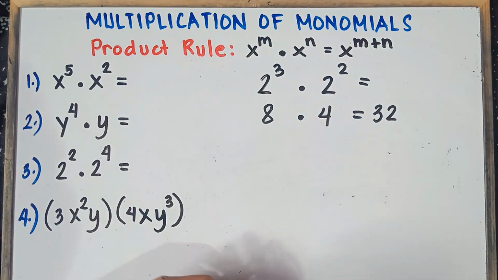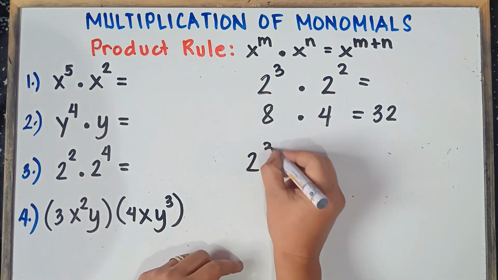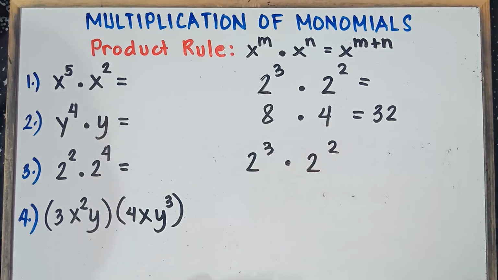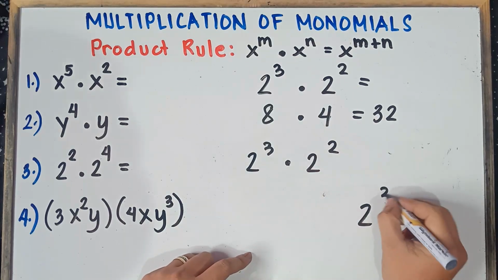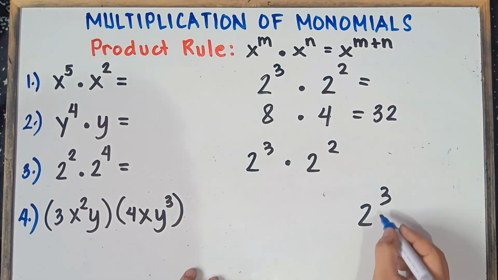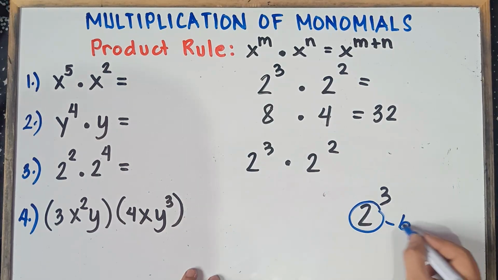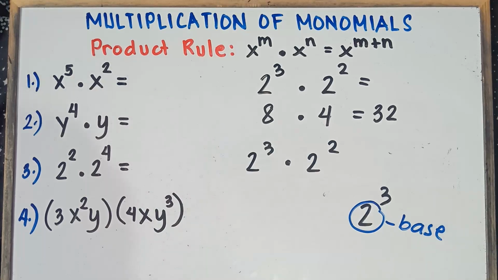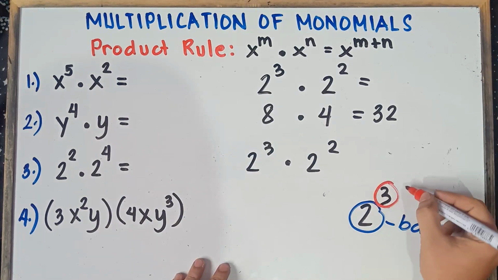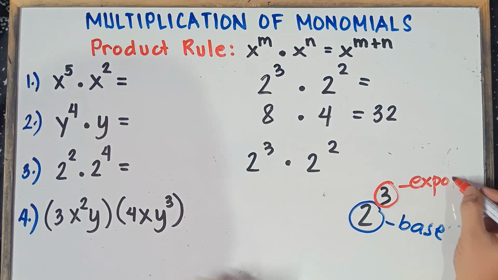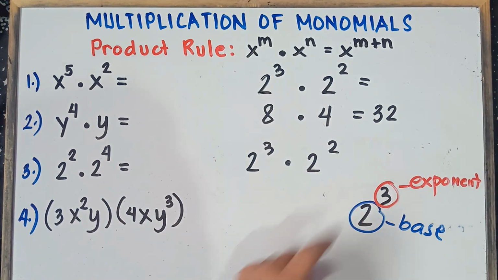So therefore, 2 raised to the power of 3 times 2 raised to the power of 2. Now this 2 raised to the power of 3, this 2 right here, class, is what we call the base. And then this 3 is what we call the exponent. So once again, class, this is the base and this is the exponent.